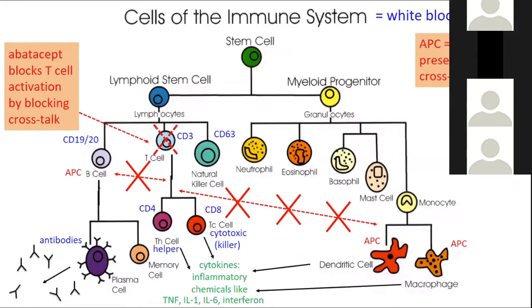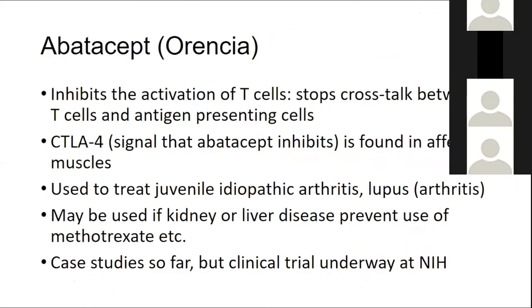And that basically means that the white blood cells are unable to become activated and therefore unable to attack muscles and blood vessels and skin. It particularly blocks a certain signal within the cells called CTLA4, and CTLA4 has been found in affected muscles. We use Abatacept or Orencia to treat juvenile arthritis.